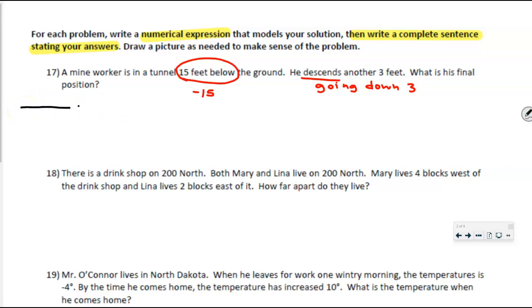Here's the mine worker. This is going to be 0. He's already down here at negative 15. And as he's working, he is going to go down another 3. He's not just going to fall, he's going to like climb down a hill, right? So where is he going to be? Sophia. Yeah, he's going to be at negative 18.